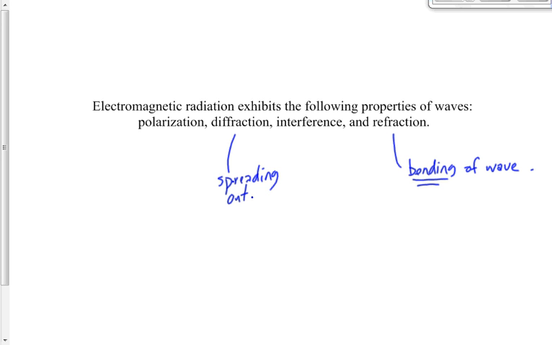Interference is related to diffraction. If you get two diffraction openings, then waves will go through both of them, and then they're going to interfere with each other. Well, EMR does that too, so got to be a wave.